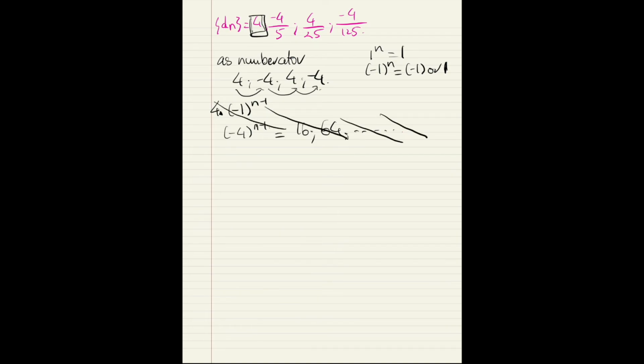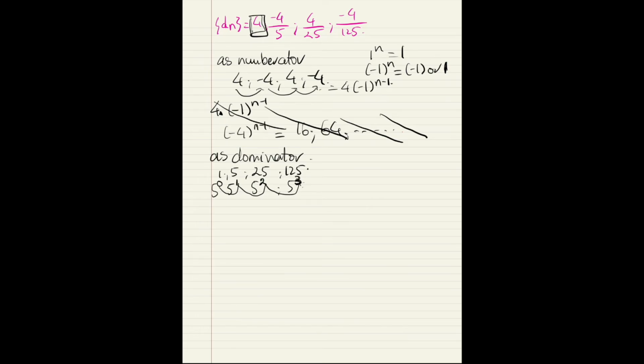For this one, the sequence for the numerator is just 4 times -1 to the n, with n minus 1 as the denominator. The denominators equal 1, 5, 25, 125. So you can see 1 is 5 to the 0, 5 is 5 to the 1, 25 is 5 to the 2, 125 is 5 to the 3. The exponent of these things is just increasing. So how can you do these kinds of things?